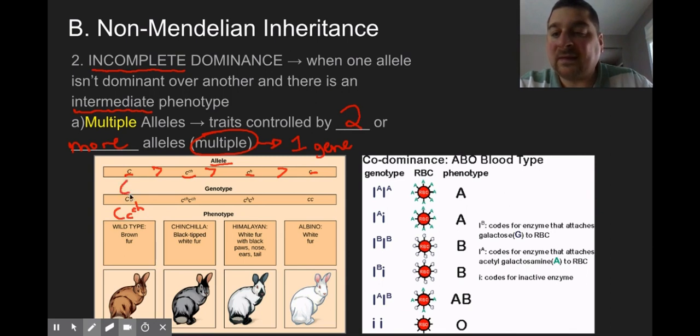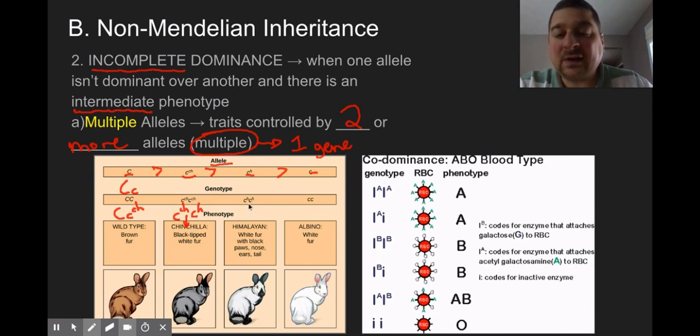If you had big C, little c, okay, that's dominant over the albino type. So you'd still have brown fur. Okay, the chinchilla trait is dominant over the Himalayan. So if you'd have little c^ch for chinchilla trait and little c^h for Himalayan trait, it would still be the chinchilla trait, black-tipped white fur.